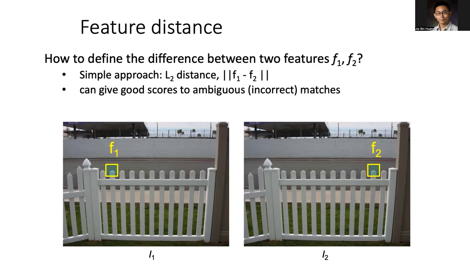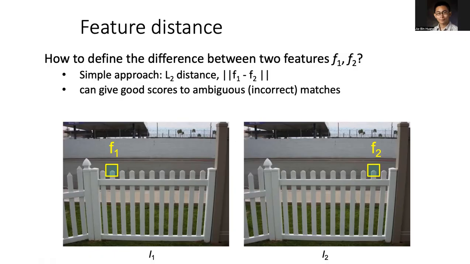The problem is that it's not reliable, because you can see that the image has repetitive structures. Even though this looks very similar locally, it's not actually a correspondence.